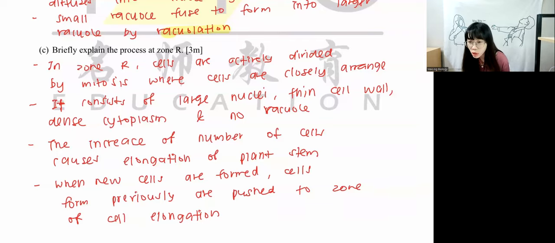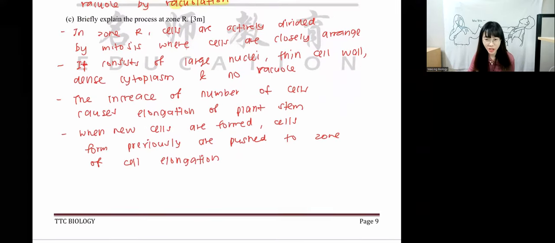What if drawing the zone of cell division need to draw nucleus? Okay, then you draw smaller one if you need to draw nucleus. If you need to draw cell division, you draw smaller one. But because the characteristic is no vacuole, even if you draw no vacuole, it's also correct because that's a characteristic. Okay, now done already, we're going to move to next page.